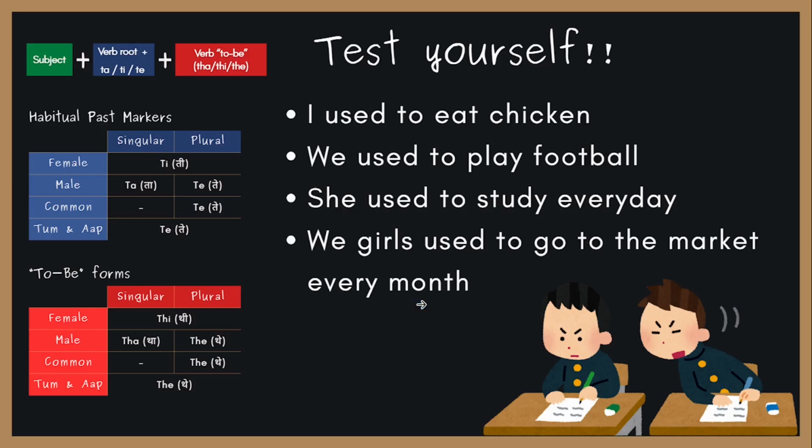And that was habitual past tense. So we've covered habitual present and now past. The next one will be about future tense.